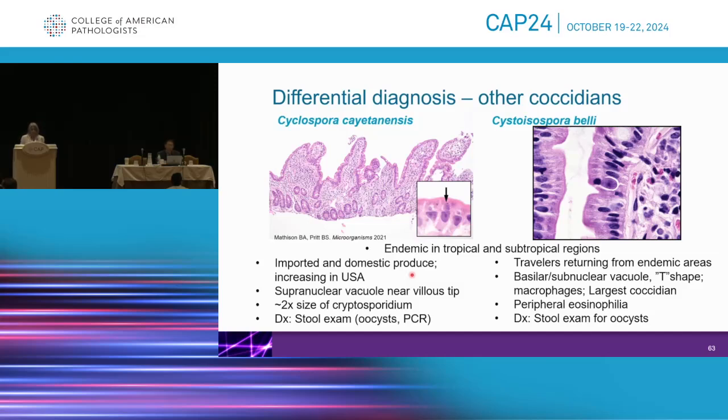And Cystoisospora is a little bit larger. It's the largest coccidian and it's the least common, but you see it more in travelers returning from endemic areas, and it sits characteristically in this subnuclear vacuole that you can appreciate here, sometimes where it pushes up the nucleus to almost create like a T-shape appearance. And the organism can also be seen within the histiocytes of the lamina propria, where it tends to then induce more of an eosinophilic inflammatory infiltrate, and the patients may also then have peripheral eosinophilia, which can be a helpful clue to the diagnosis.